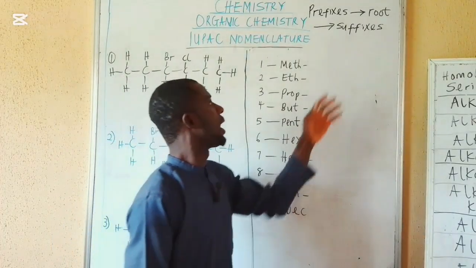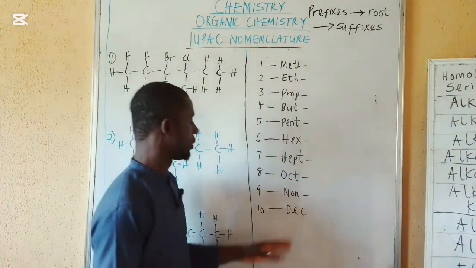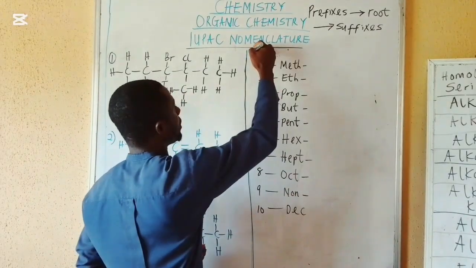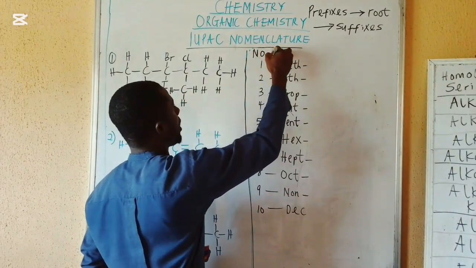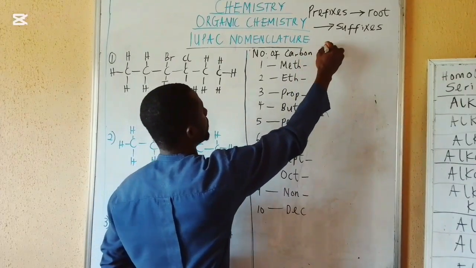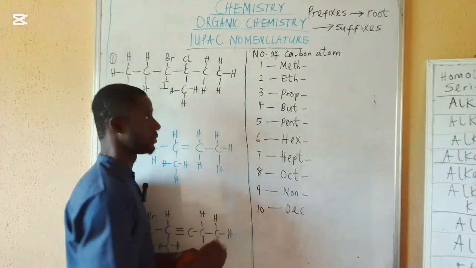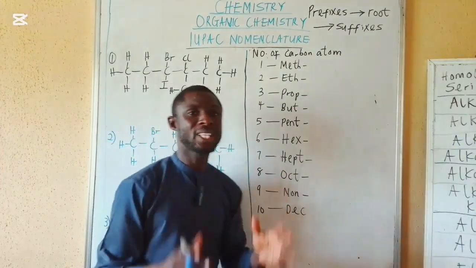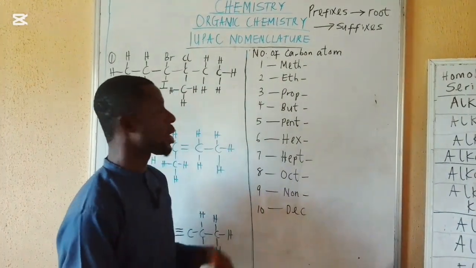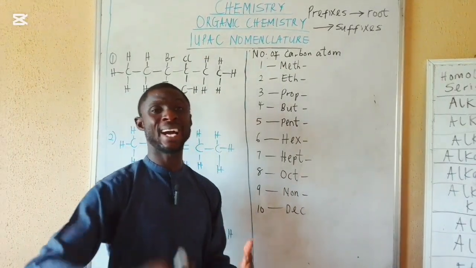Now, back to what we call our roots. If you look at the number of carbon atoms, I wrote from 1 to 10. So anytime we spot an organic compound, we are going to look at the number of continuous carbon chain that is present in that organic compound.